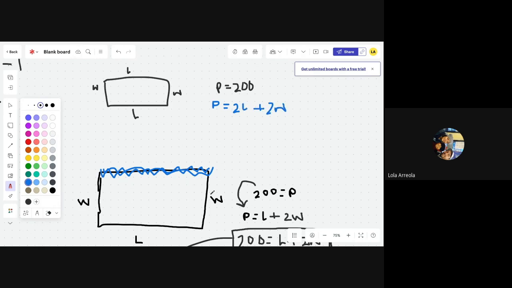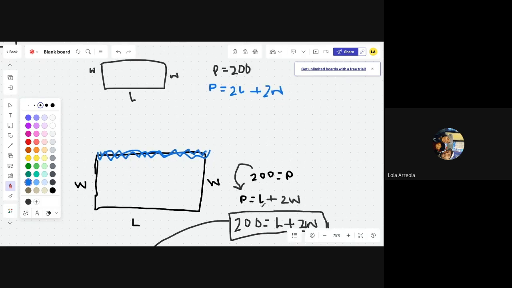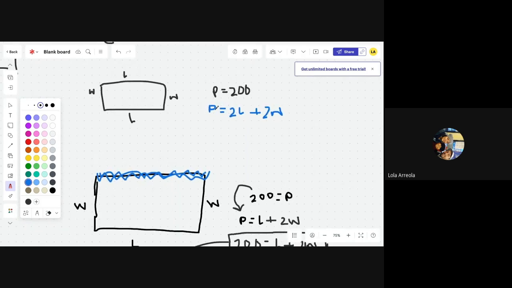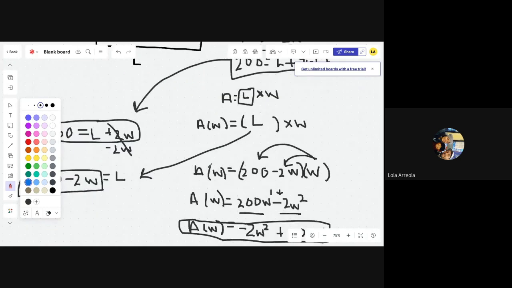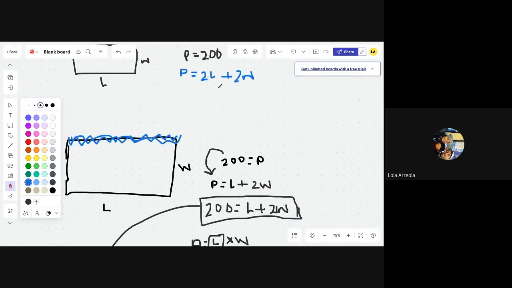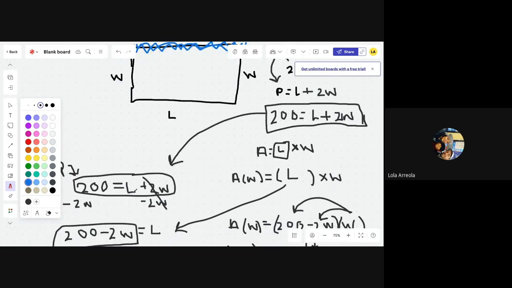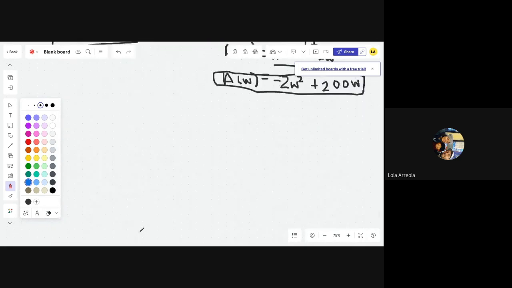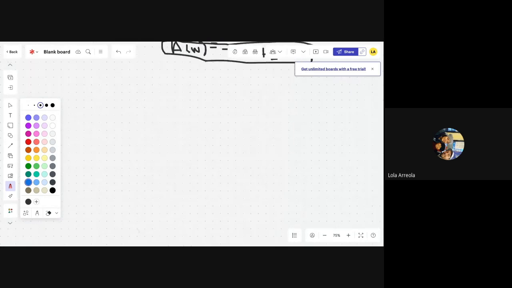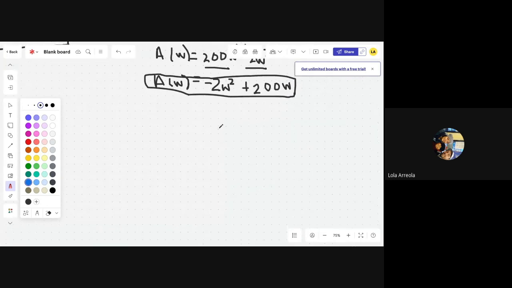Okay, for this problem, I don't need to enclose one side. So that's why I have 1L plus 2W. Okay, so just really carefully read the problem. But if I have 2L, 2W, I could still solve for L just like I did here. So just pay attention to the problem. So now I have area as a function of W.